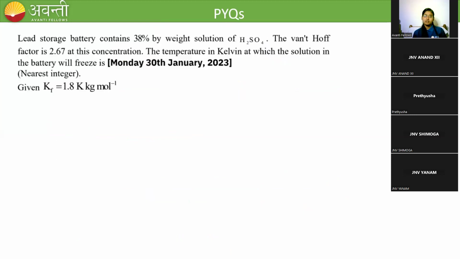Okay. A lead storage battery contains 38% by weight solution of H2SO4. The van't Hoff factor is 2.67 at this concentration. We need the temperature in Kelvin at which the solution in the battery will freeze, and Kf is also given. To find the freezing point, I need delta Tf. So how to find delta Tf? It is equal to i into Kf into m.